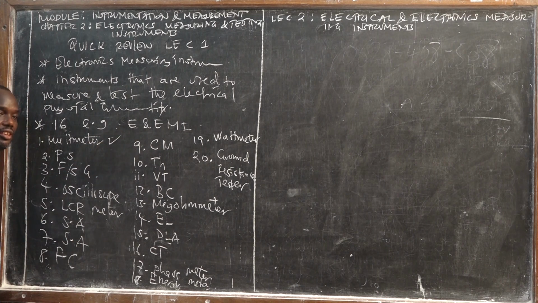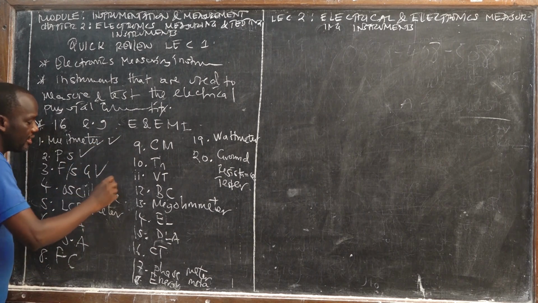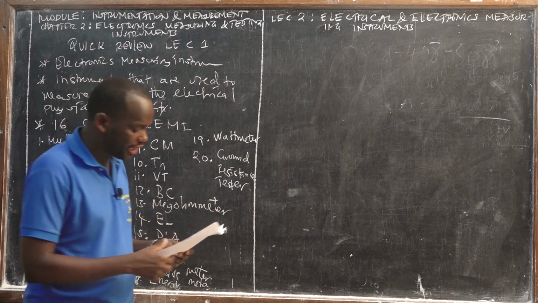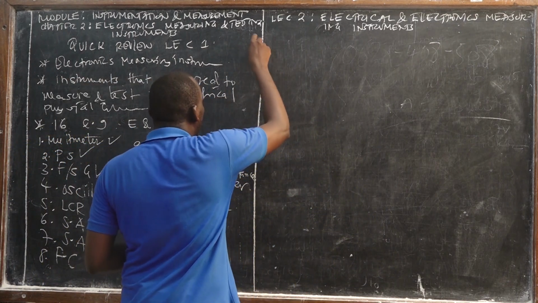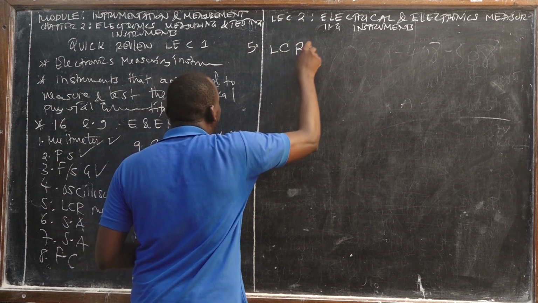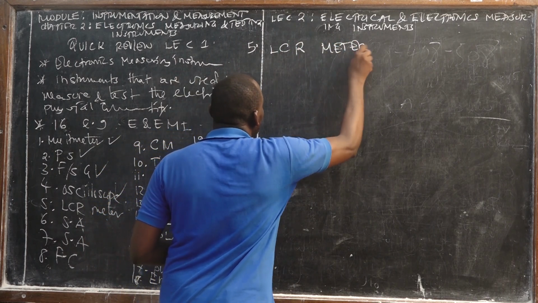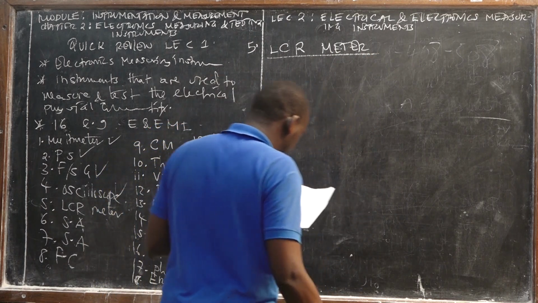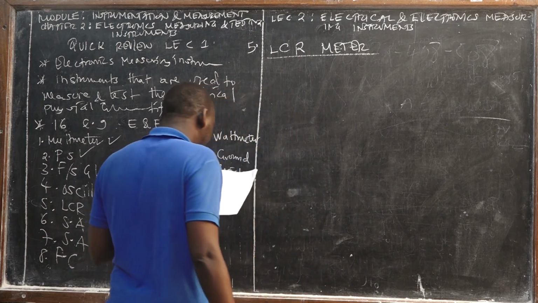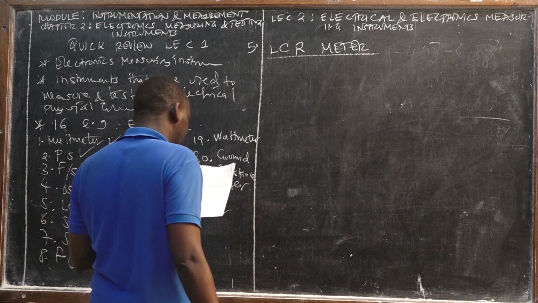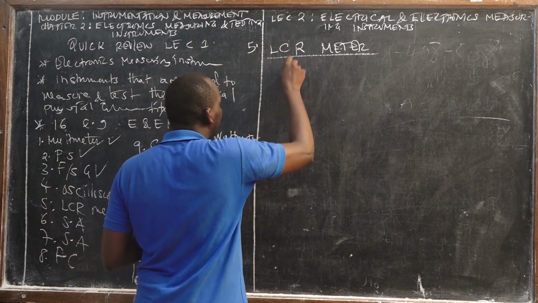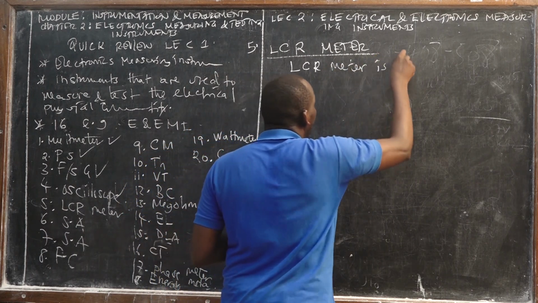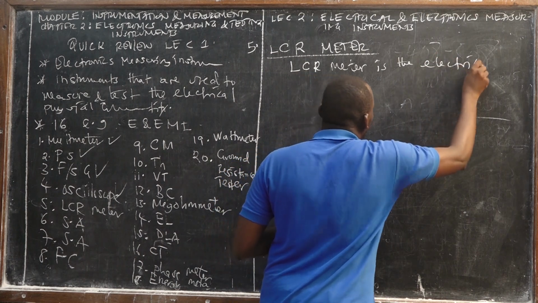We have already discussed numbers 1, 2, 3, and 4. Today we are going to discuss the next special electrical measuring instruments, so let us start with number 5, called the LCR meter. L stands for inductance, C stands for capacitance, and R stands for resistance.